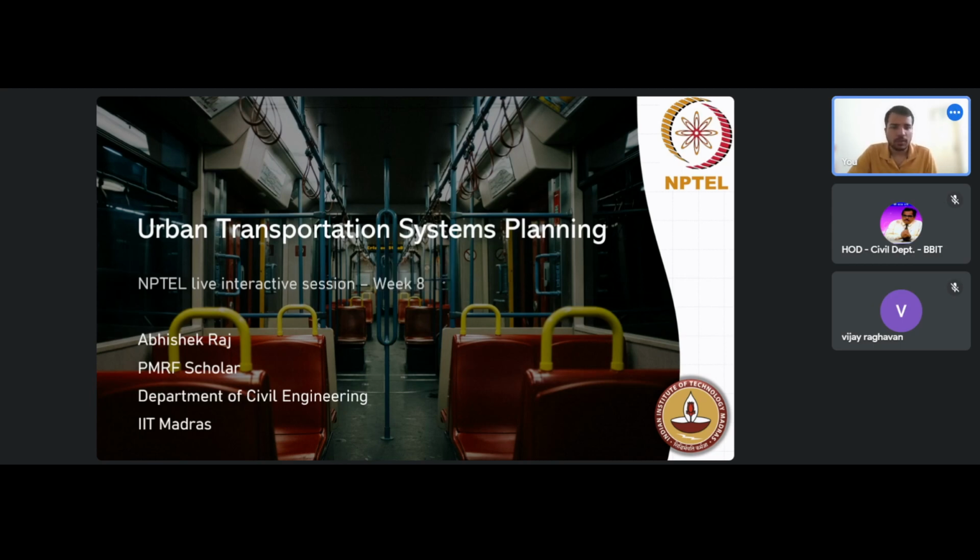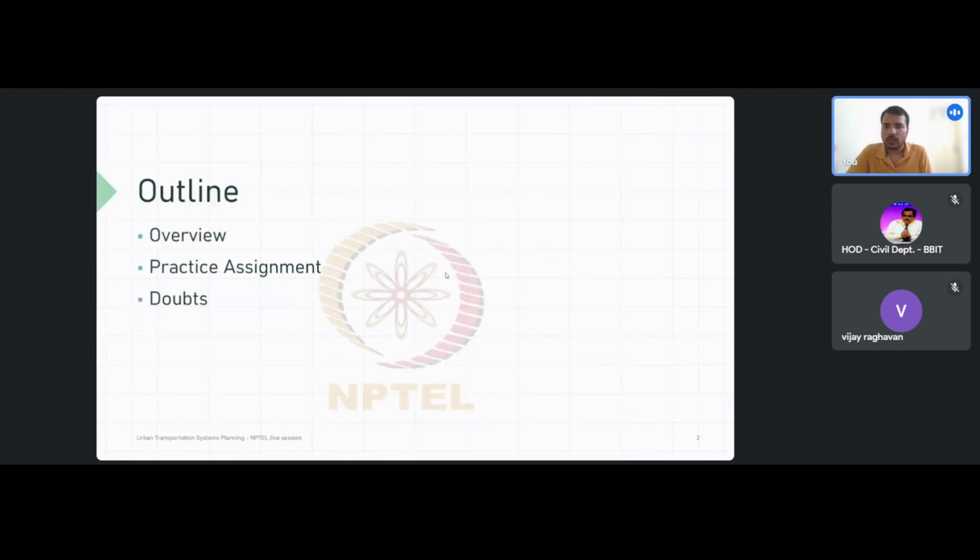I am Abhishek Raj, a PM-RF scholar in the Department of Civil Engineering, IIT Madras. Coming to the outline of this presentation, we will start with the overview for week 8. What were the lectures and topics that were discussed? This week was mainly about mode choice, we can say advanced mode choice: nested logit models, multinomial logit models, and then we will discuss the practice assignment and take some doubts.